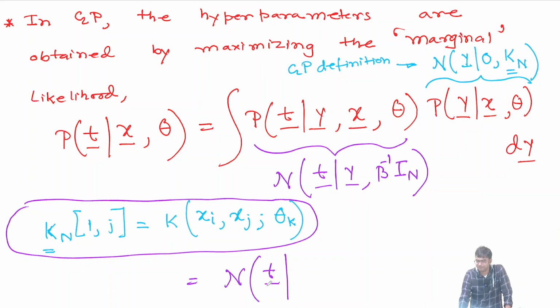What is the mean? Let me first say, y bar could not be there. You have integrated y bar, so y will not be there. Let me give you the answer and then I'll tell you how it is coming. It's very simple. The mean is 0. And the covariance matrix will be Kn plus beta inverse In. And this we will call Cn.